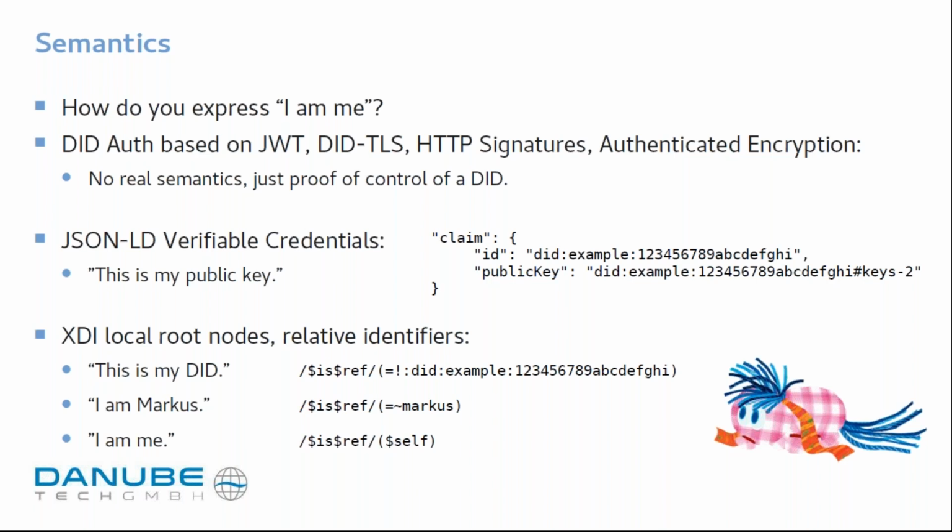There are features called local root nodes, relative identifiers. We could do a separate session on that at some point, maybe. But think a little bit about this. How do you say I'm over 18? I have a valid driver's license, and then how do you say that I am me? This very simple statement, which is the name of the cute little creature, and which is really the essence of DID Auth. That's it.